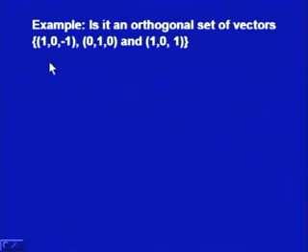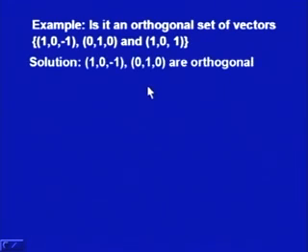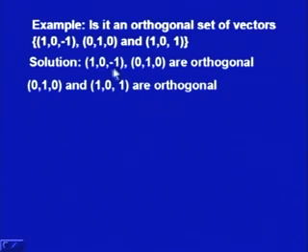Now, as an example, I have given a set of 3 vectors: (1, 0, -1), (0, 1, 0) and (1, 0, 1). We have to find whether this is an orthogonal set of vectors or not. To check this, we have to see whether each pair is orthogonal. So, let us consider (1, 0, -1) and (0, 1, 0). Let us form its inner product: 1 multiplied by 0, 0 multiplied by 1, and -1 multiplied by 0. On the standard inner product, this is 0. If nothing is said, then we consider the standard inner product.